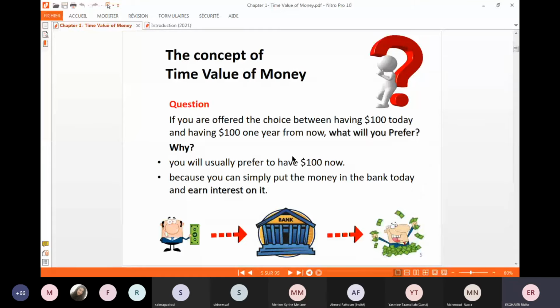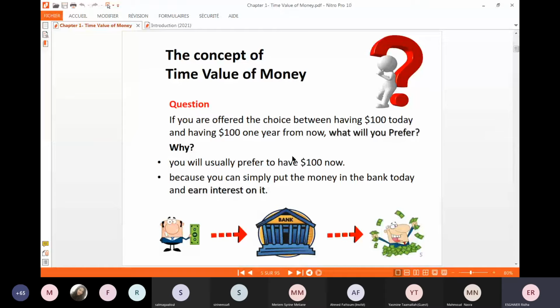let's start with a basic question. Suppose that you are offered the choice between having $100 today and having the same amount, $100, 1 year from now. What would you prefer and why? Here, usually, we will prefer to get the money earlier, to get the money now. Why? Because simply we can use the money in an investment project. We can invest the money in a project, or we can simply put the money in the bank, in a savings account that pays interest.